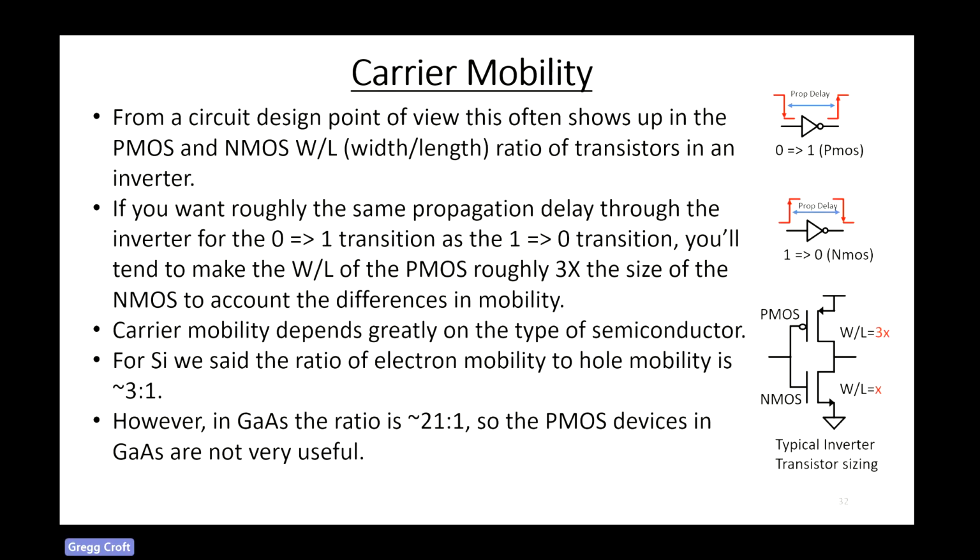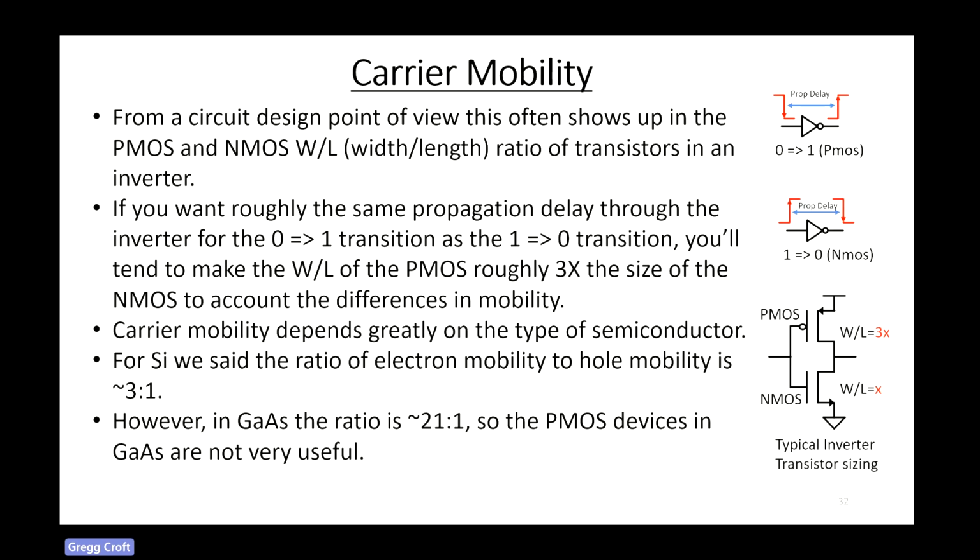From a circuit design standpoint, this often shows up in the PMOS to NMOS W over L ratio. That's the width over length ratio of the transistor in an inverter. If you have an inverter and you want the propagation delay through the inverter to be the same for the 0 to 1 transition as it is for the 1 to 0 transition, what you typically do is make the PMOS device about 3 times the size of the NMOS device.